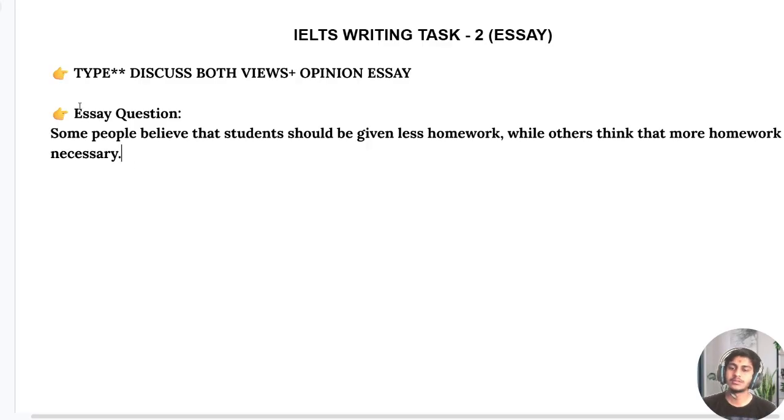Students, first understand that this type of essay is a discuss both views plus opinion essay, and that means you must talk about less homework, you must talk about more homework, and you must clearly say what you think. If you miss even one part, your marks will be cut. So in this essay, the writer supports giving homework but not excessive.